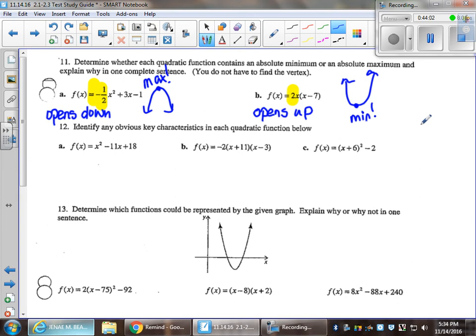Awesome. Number 12, identify any obvious key characteristics in each quadratic function below. So again, no math, just characteristics. Let's take a look at A. It would be awesome if you pause and actually try this on your own. What characteristics can you find? And then we can compare. So I know that A equals 1. From that, I know it's a normal width and opens up.